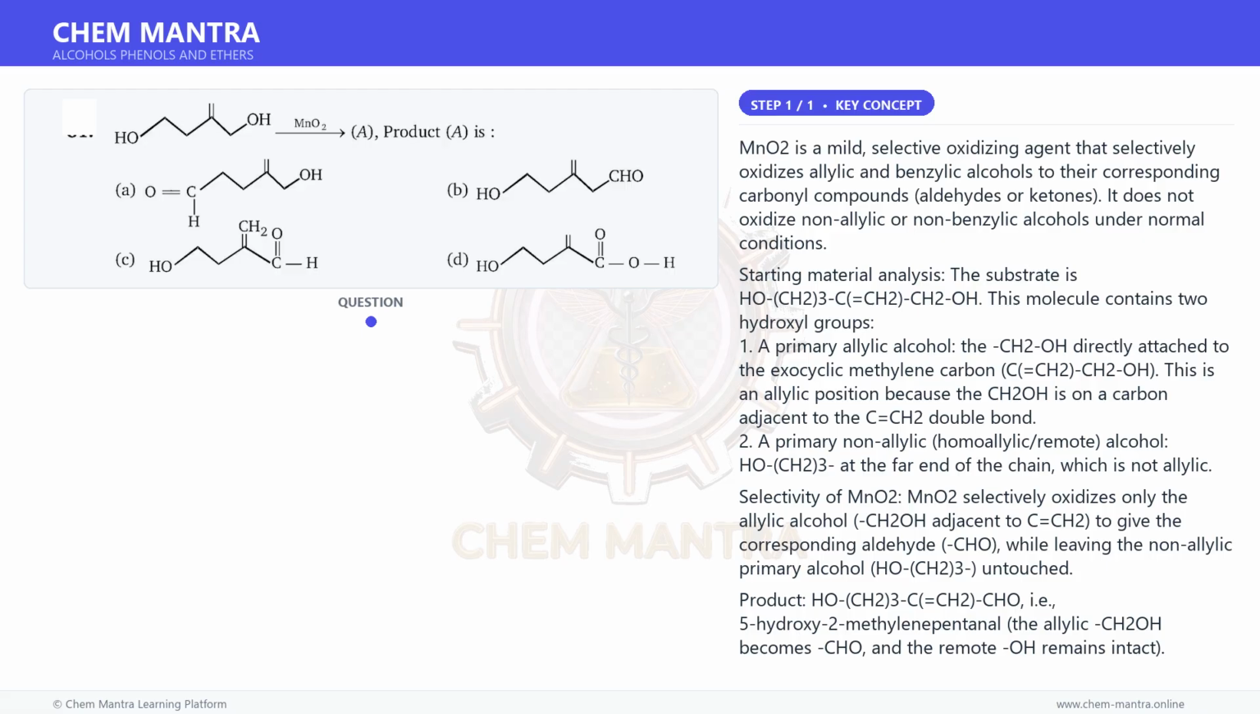MnO2 is a mild, selective oxidizing agent that selectively oxidizes allylic and benzylic alcohols to their corresponding carbonyl compounds, aldehydes or ketones. It does not oxidize non-allylic or non-benzylic alcohols under normal conditions.